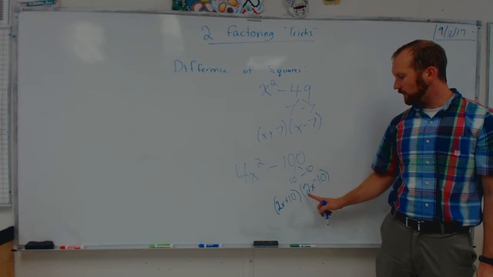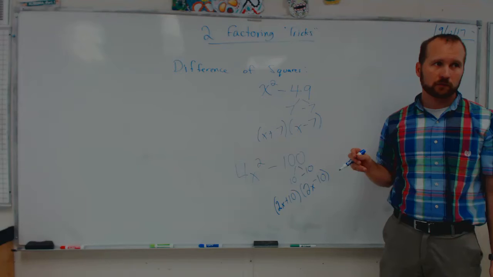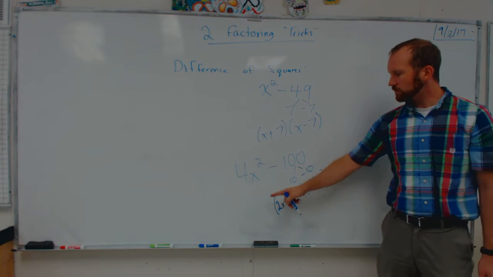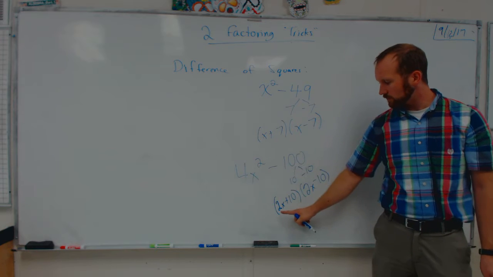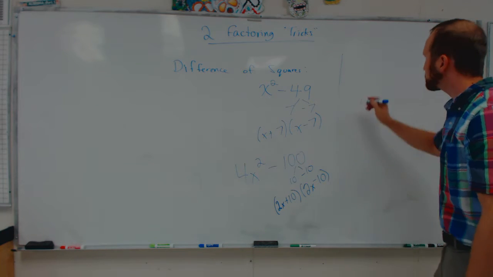What would 2x squared times 2x squared be? 4x to the fourth. 4x to the fourth, yeah. Right? So I'm just taking the square root of this, which is 2x, and the square root of this, which is 10. Let's do a couple more examples like that.